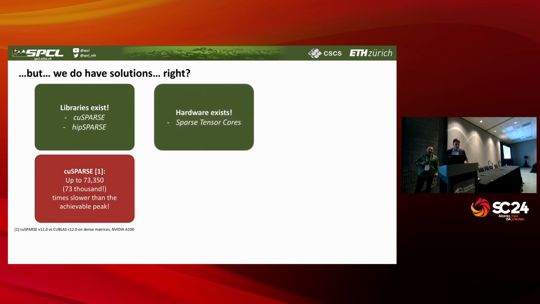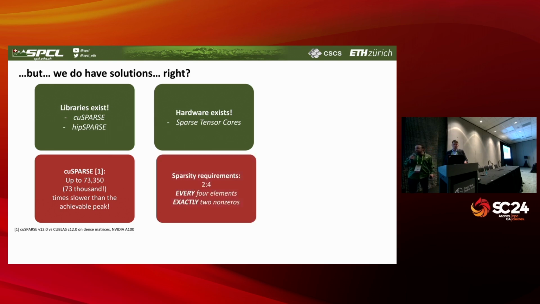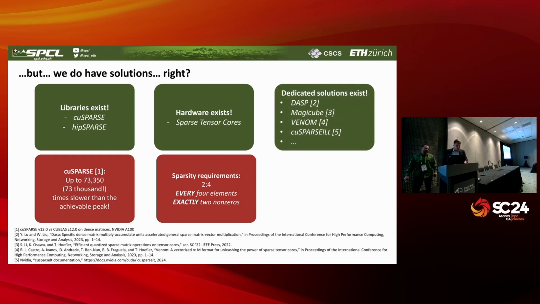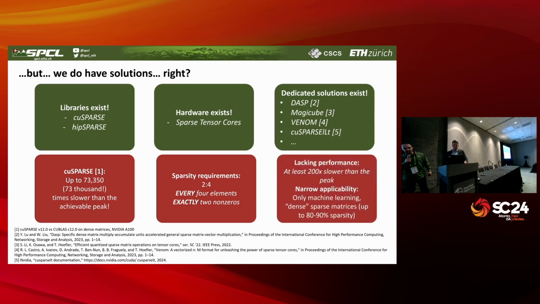But the hardware also exists. For example, sparse Tensor Cores. Yes, but I would argue that actually this 2:4 sparsity requirement is not true sparse data structures. And what about dedicated solutions? For example, DASP, Magicube, VENOM, cuSPARSELt. That is true. There is a lot of related work around, but actually benchmarking them, they still underperform compared to achievable hardware peak, and often they are dedicated to very narrow use cases. For example, they are really crafted around machine learning, and they are not applicable to general problems that are often faced by science.